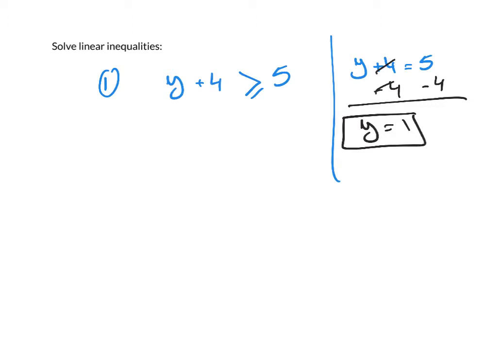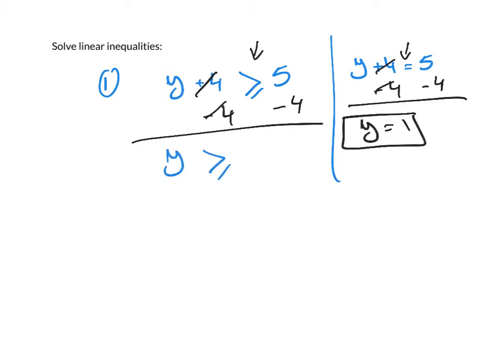We do the same thing for inequality. So here we have an equation, and here we have an inequality. This is greater than or equal to 5. So we do the same thing. We're going to subtract 5 from both sides, and we're going to have y greater than or equal to 1.